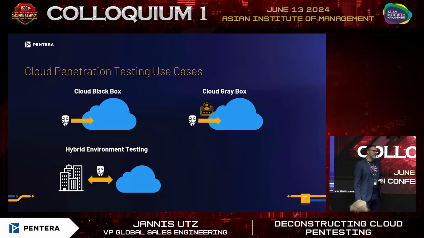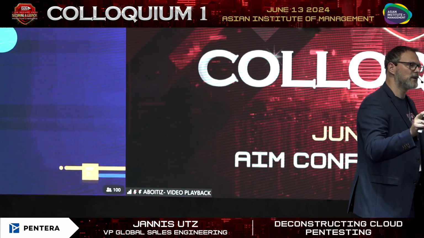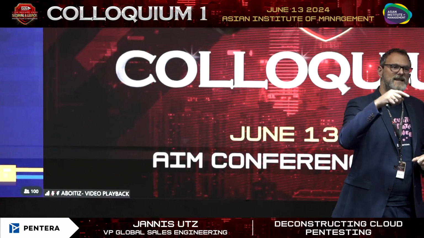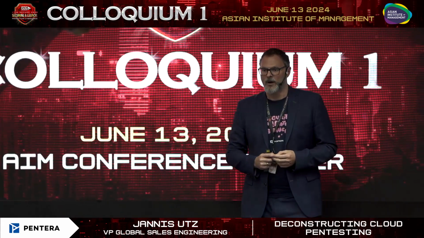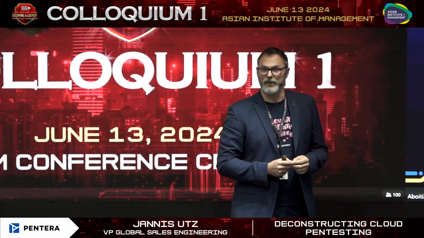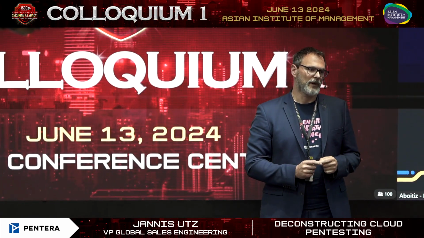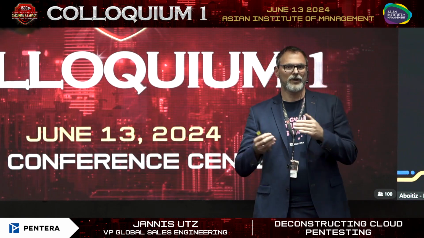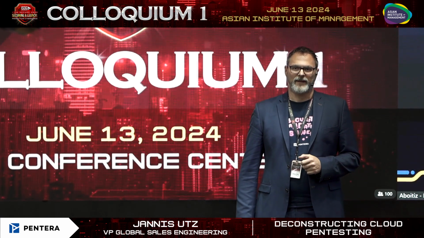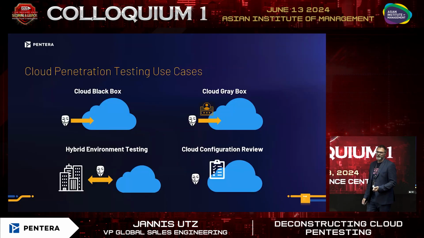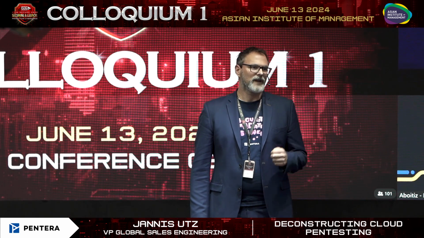Hybrid environment testing, I think this is very important, right? To look at a use case where an attacker would take control of your cloud environment and see if any progress or progression of this attack into your on-prem environment, into your office network would be possible. And of course, the other way around. Check if your users could get access to cloud environments that they should not be having access to. And last one, cloud configuration review, I think goes without saying. You need to check your config. That's a very important factor.